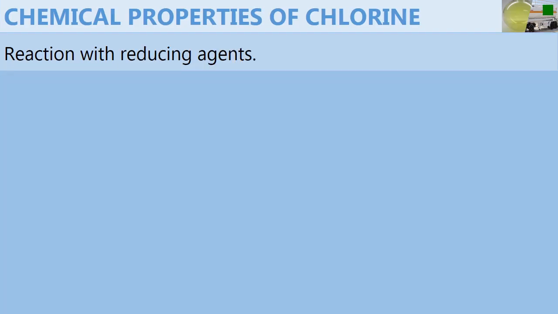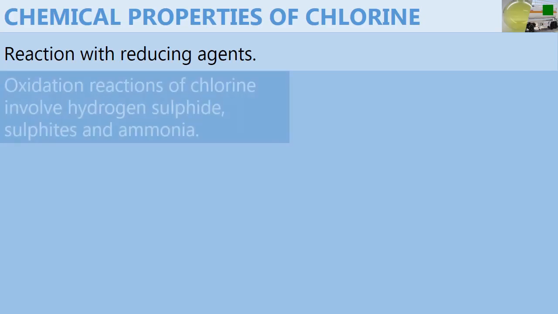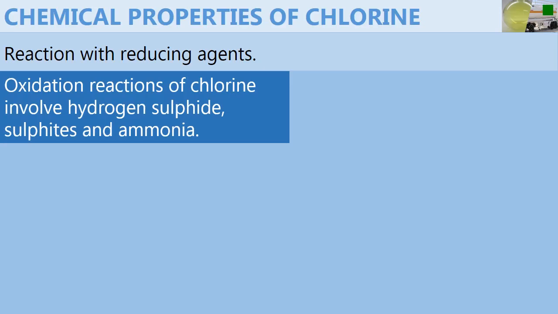Reaction with reducing agents. One of the unique properties of chlorine is that it acts as an oxidizing agent, and therefore it reacts with the reducing agents through redox reactions. Oxidation reactions of chlorine involve hydrogen sulfide, sulfites, and ammonia.